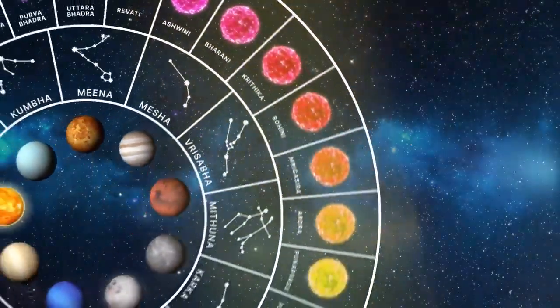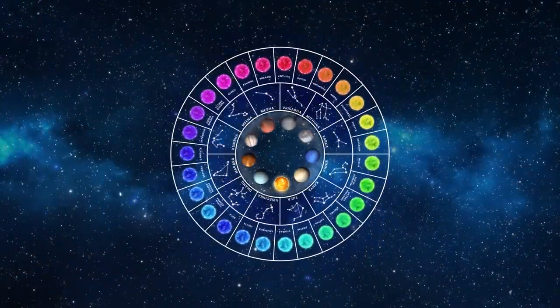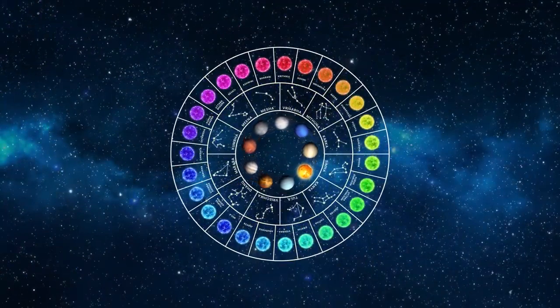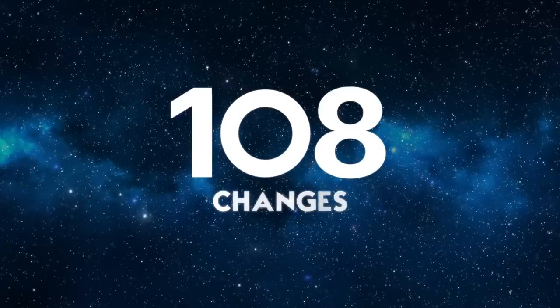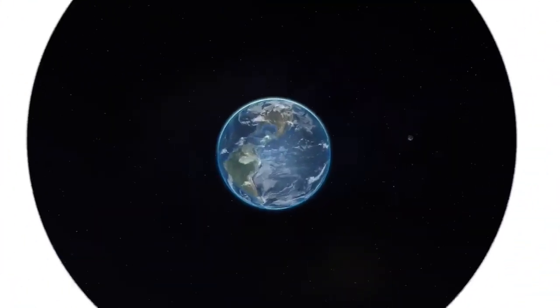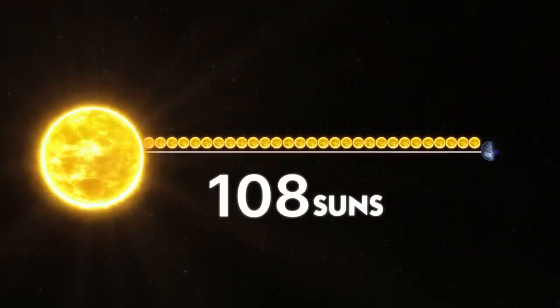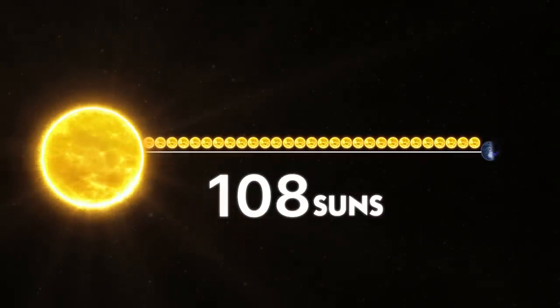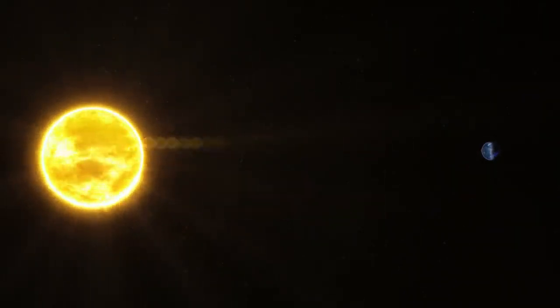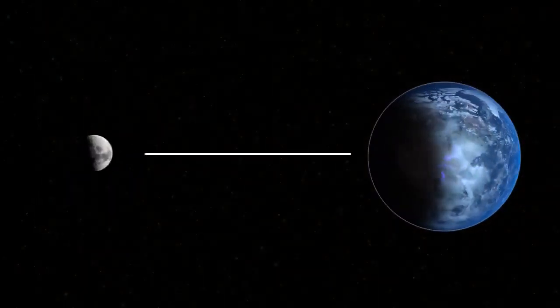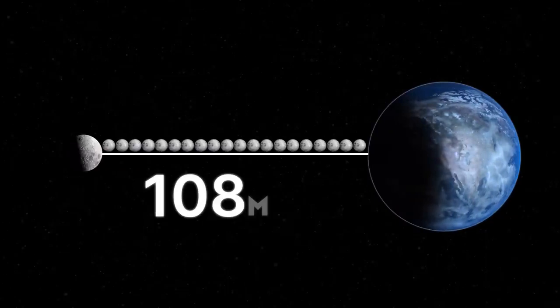Now when the planets move through these constellations, they bring so many changes. 9 planets, 12 constellations brings about 108 changes. So it is startling. Why 108 is a very important number: the ratio between the distance from the Sun to Earth and the diameter of the Sun is 108. And the ratio between Moon and Earth is again 108.